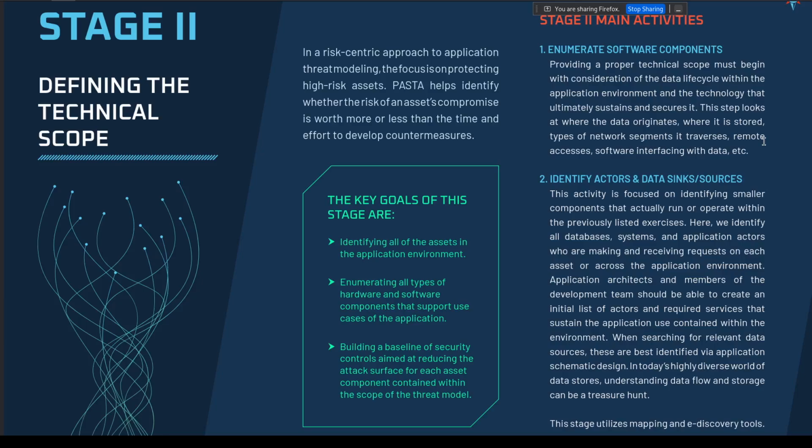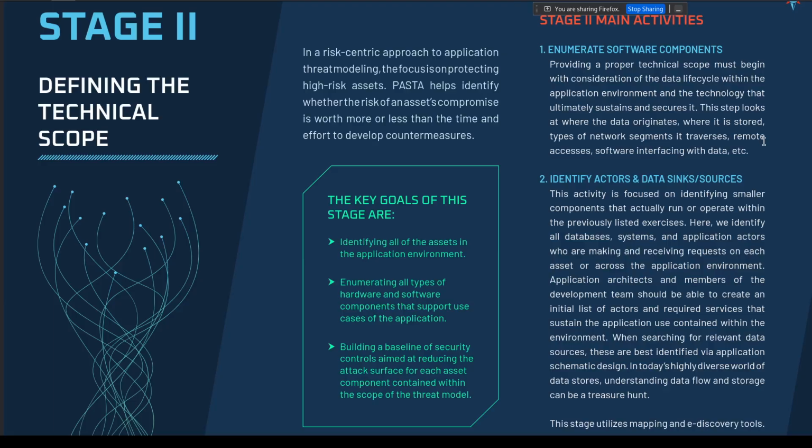So the first activity in this stage two is enumerate software components. We need to get the information from their tech lead and their developer team in order to identify what are all the components that they have. It's the high level software components. Is it a 3-tier architecture or is it 2-tier architecture? Do they have a mobile app? Do they have an application front end, an API, database? Do they have a log monitoring system, etc.?